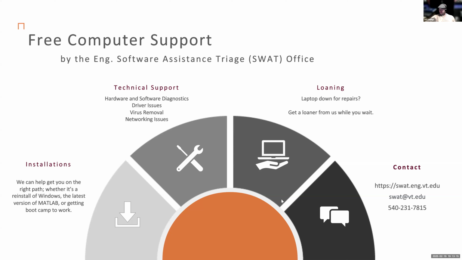Let's see. I wanted to plug our Software Assistance at Triage SWAT office. That acronym was made up a long time ago, but basically it's our engineering undergrad student computer support office. And you can come by there, give them a call, drop your machine off in person. They can walk you through all sorts of issues with it. So it's basically tech support, but you've already paid for it by being an engineering major. So you can go in there and get help without paying or anything, like Geek Squad, but free. Well, I should say prepaid.